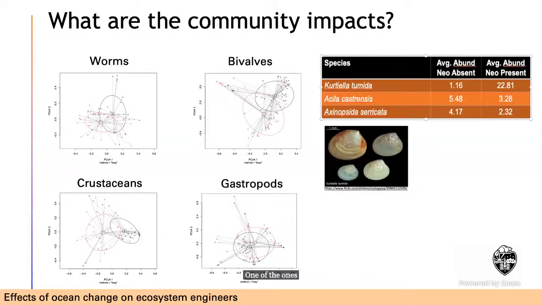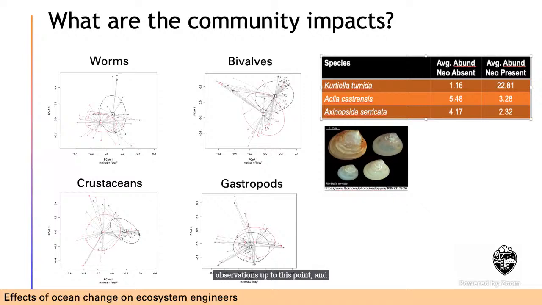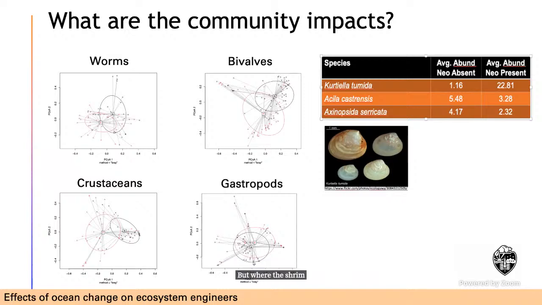One of the ones that we've had the opportunity to look into so far, which might be Axinopsida serricata, was my favorite little clam because it was a good indicator. But this Pristes oblita had been a pretty minor player in our observations up to this point, and even at the stations where we didn't have any of the native clams, we get maybe about one per box score. But where the shrimp were present, there were outstanding numbers of these clams. 20, an average of 20 clams per box score.